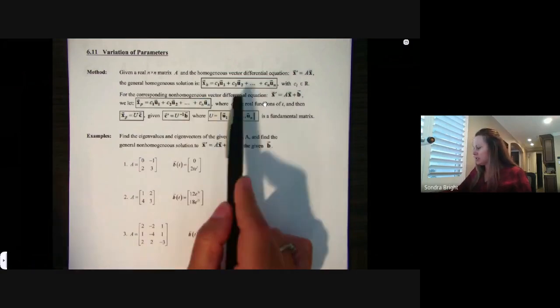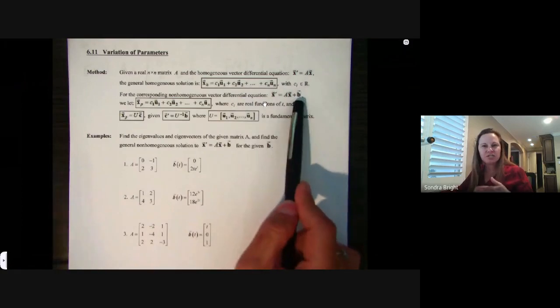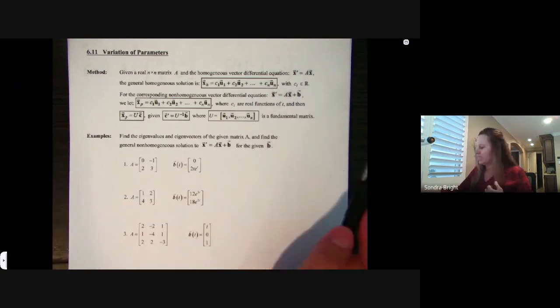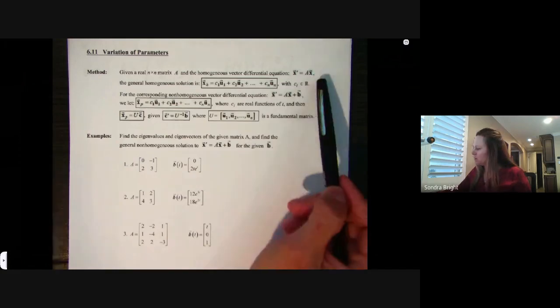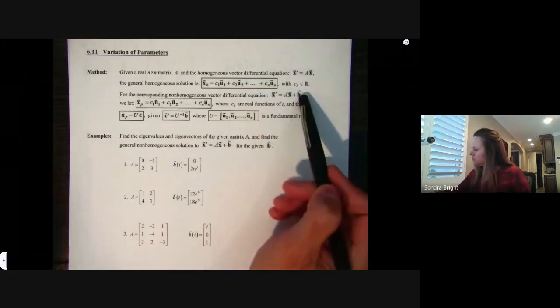So once we add this plus b, it's no longer homogeneous. Remember, homogeneous means x prime minus Ax equals 0, right? Where now, if you subtract the Ax, you would have equals b. So it's no longer homogeneous, it's non-homogeneous.